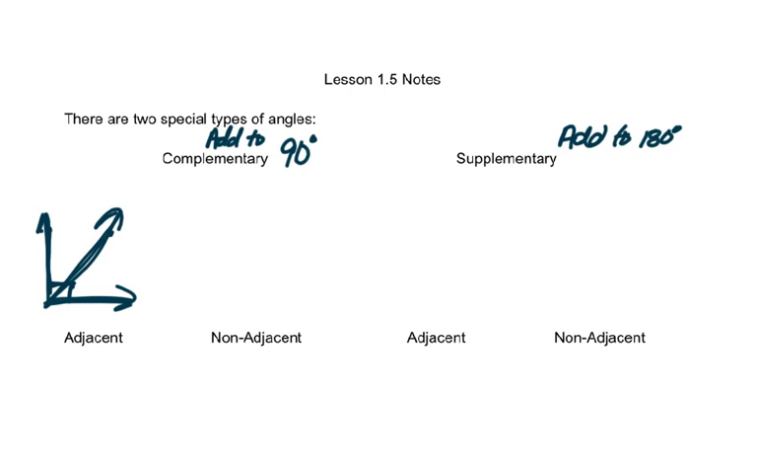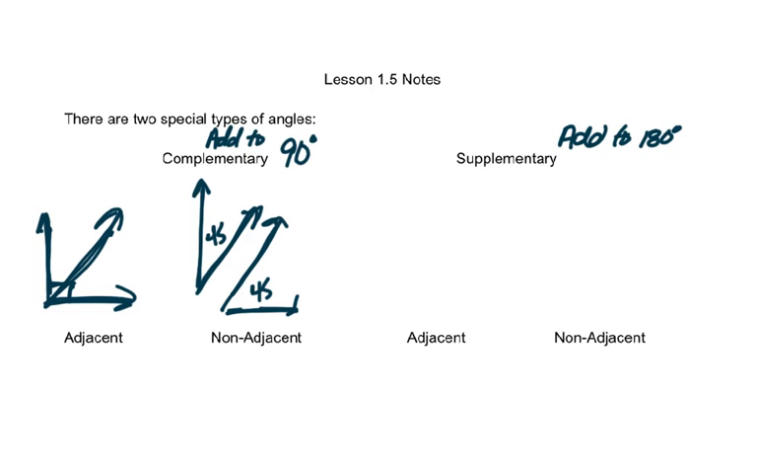Non-adjacent means not touching. So these two angles, even though they're not touching each other, if I knew that this was 45 and this was 45, they would still add up to 90, and that's the important part. They're complementary even though they're not touching each other.